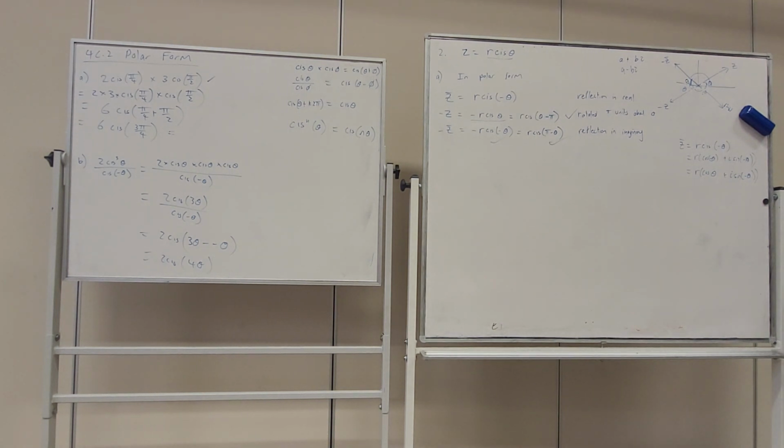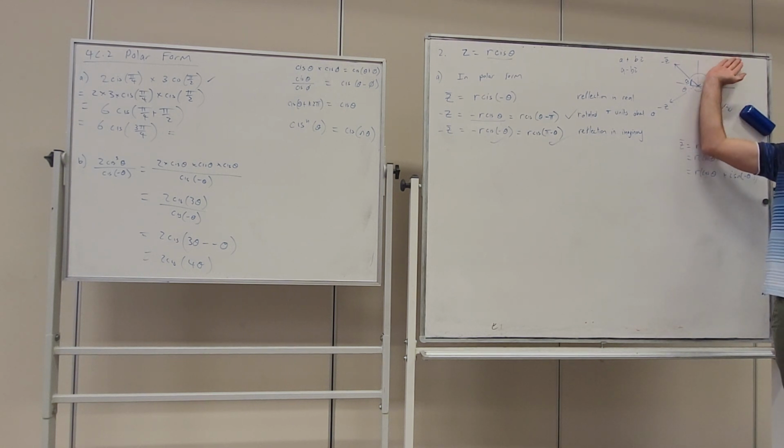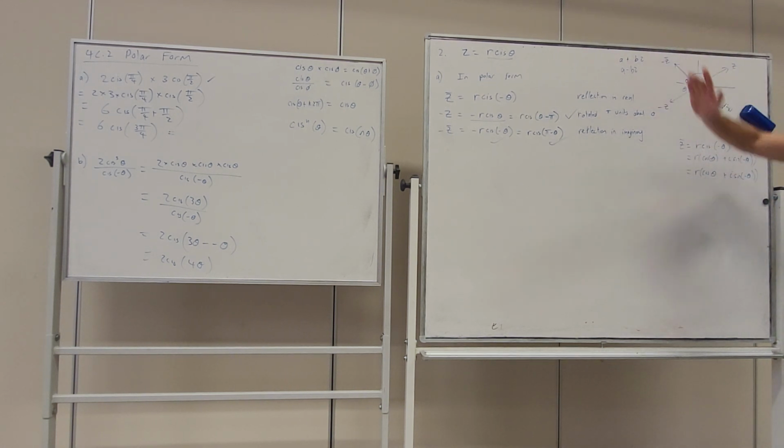And one more thing is, it says describe its relationship to z. How do we map from z to z conjugate? Well, z to z conjugate is just a reflection in the real axis. Z to minus z is a rotation of pi units about the origin. It doesn't matter in which direction we rotate it. We can go pi units that way or pi units that way. We'll end up in the same spot. And the last one, minus z conjugate, is just the complex number z reflected in the imaginary axis. Okay, that's question 2 there.